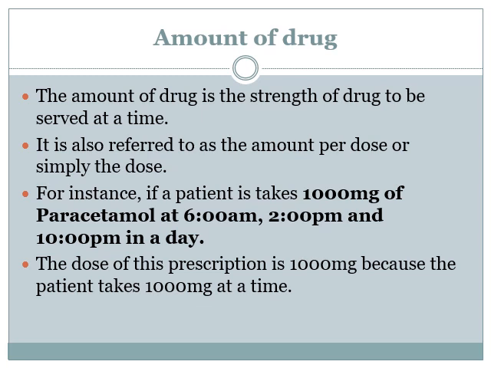PO TDS times 48 hours actually means that the doctor is saying to give 1000 milligram of paracetamol at 6, 1000 milligram of paracetamol at 2, and 1000 milligram of paracetamol at 10 o'clock p.m. in the day. The dose of this prescription is 1000 milligram because the patient takes 1000 milligram at a time. So that's the dose. Please remember, it's the dose.